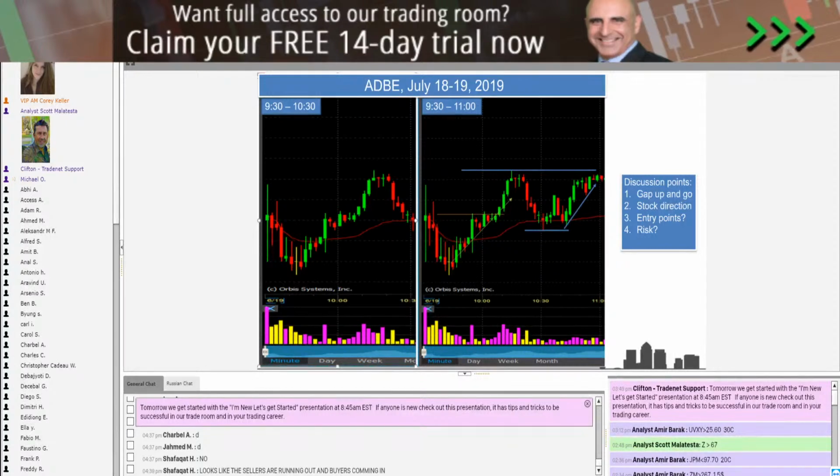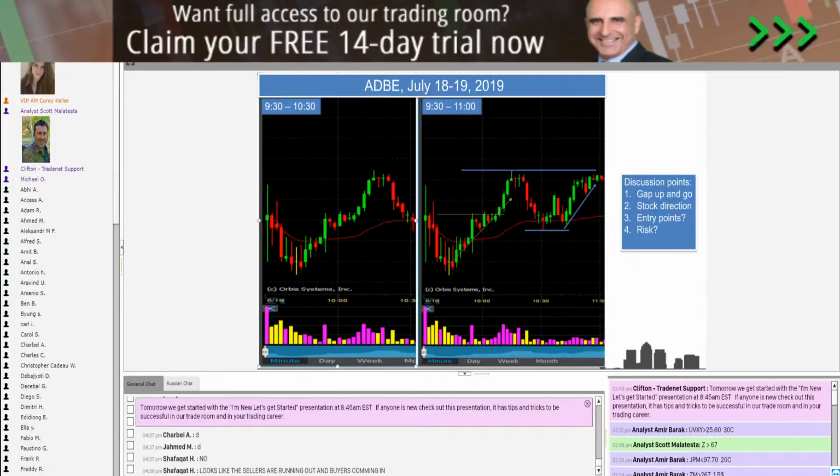This is how we look, guys, at 11. So Adobe had support under the VWAP. You can see that the support level was very, very clear. And then another leg up. It's now creating another leg up towards the highs of the day and creating a bull flag under the highs of the day. So right now, wow, we're looking much better.